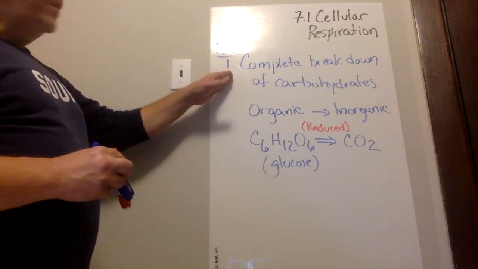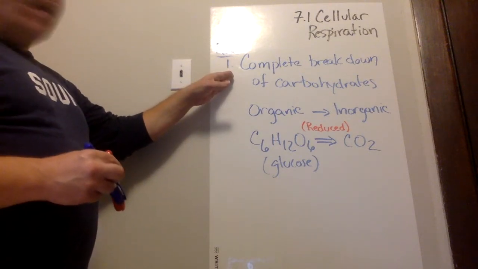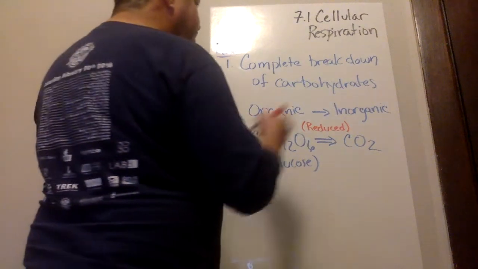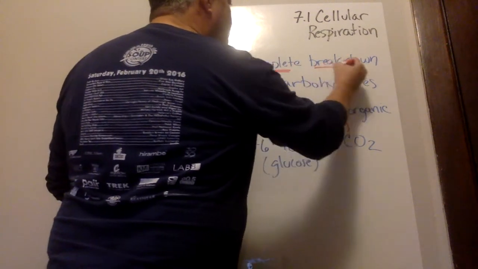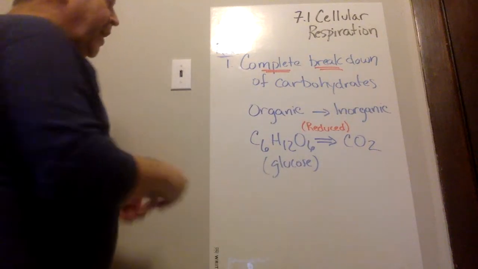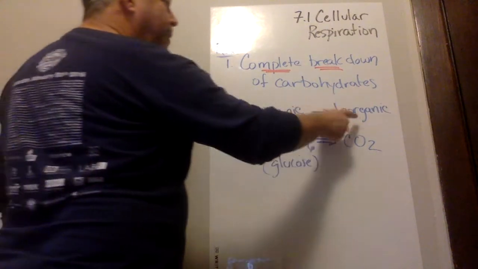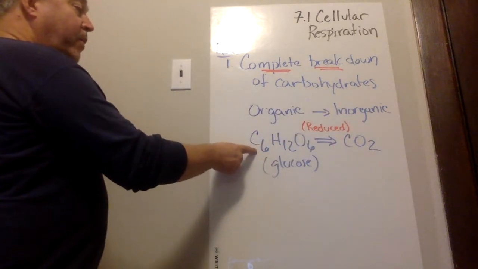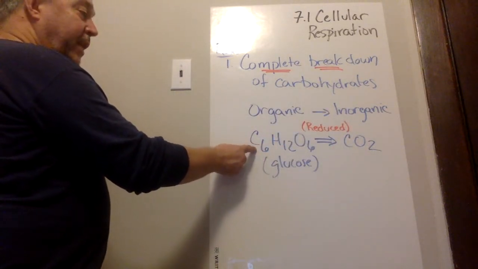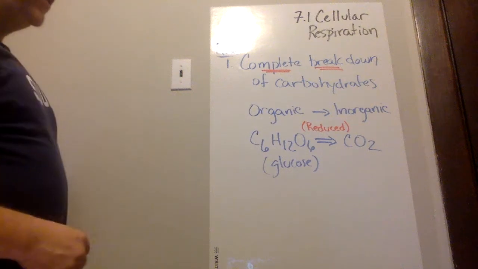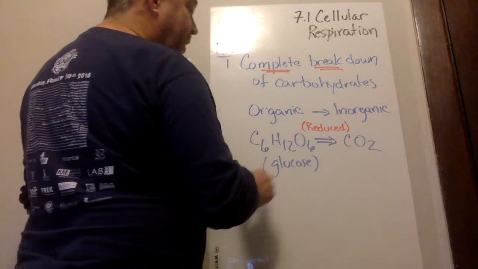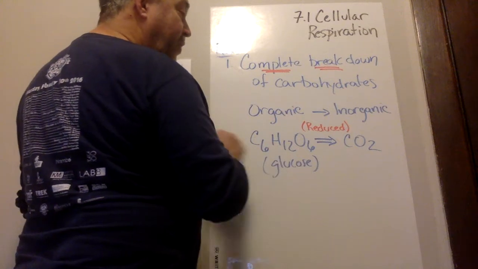One of those roles is what's called a complete breakdown of carbohydrates. To be a complete breakdown, that means we're going to take an organic molecule and make it into an inorganic molecule. The organic molecule that we're going to use is glucose. That's C6H12O6 we've been talking about. And we will reduce it to carbon dioxide. Remember, reduction is loss of hydrogen.